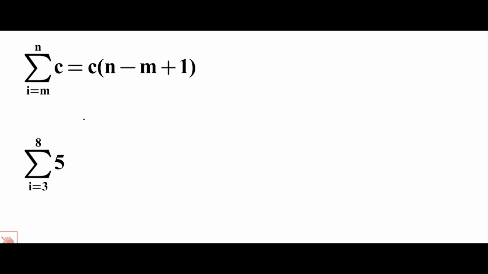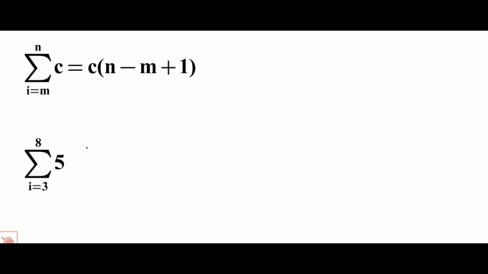In this video, we will look at more properties of sigma notation and use them in some examples. Let's get started. Number 1, the sum of c from a equals m to n equals c times (n minus m plus 1). c is a constant. But why? Because we are adding the same constant a certain number of times.